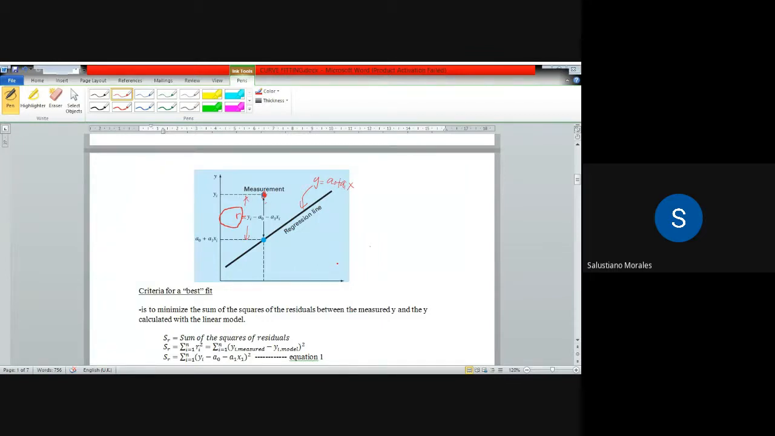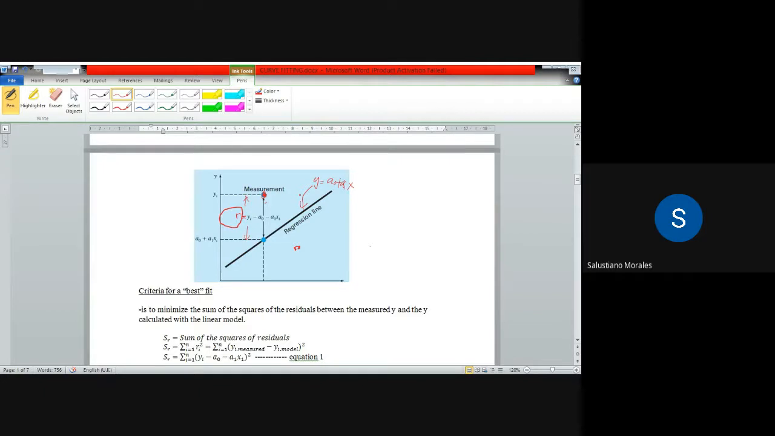Kailangan, it should be the minimum of the sum of the squares of the residual. Bakit square? Why not we simply add the residual and we consider the minimum? So that should not be a good measurement because yung R natin, yung simple R natin, pwedeng yung value niya is positive, pwedeng yung negative kung nasa baba yung points natin, and so on.